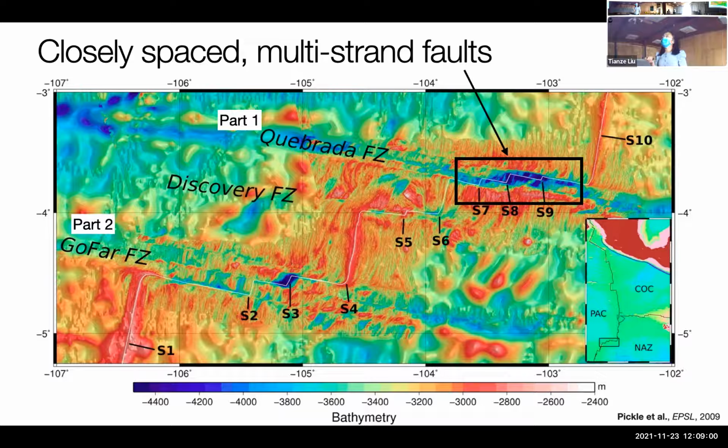Also from this bathymetry map, you can see that the Quebrada fracture zone is characterized by deep basins, which are shown by the blue color here, which is in contrast to the topography we just discussed in the previous slides, that fast spreading ridges should be characterized by high elevation ridges.